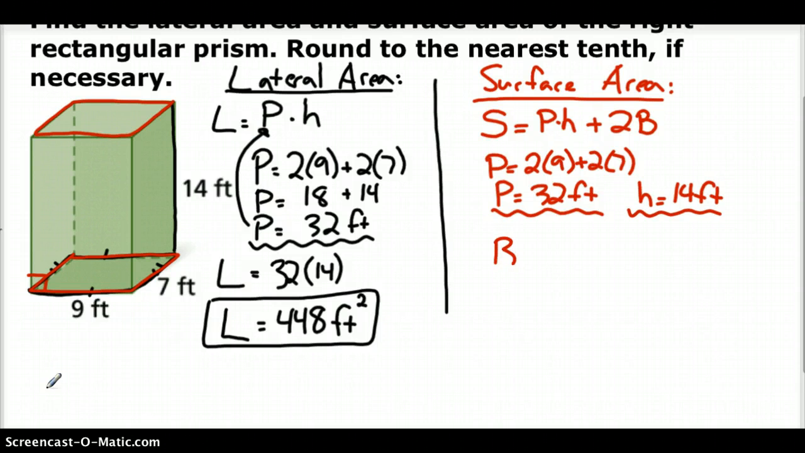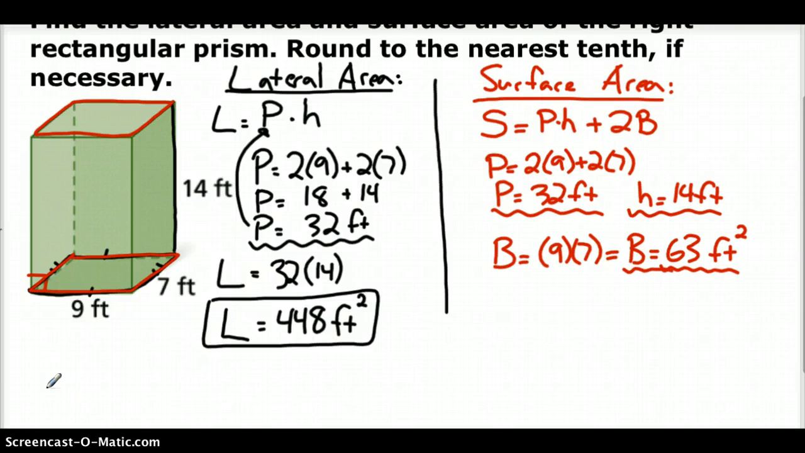The area of our base, well, the base is a rectangle, right? So the area of our base is equal to the length times the width, or 9 times 7. That gives us that the area of our base is equal to 63 square feet. And so this is also going to help us solve our problem.